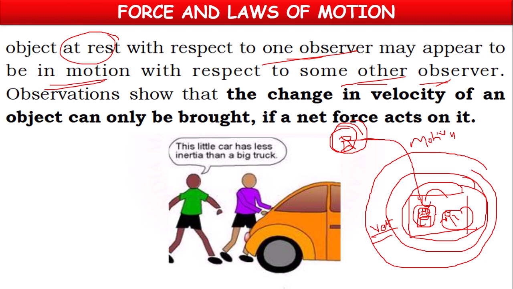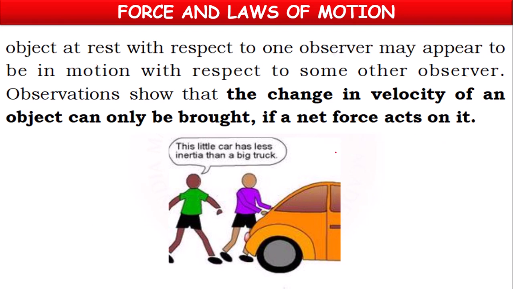So the same object, according to one observer, is at rest. According to another observer, it is in motion. So that's why rest or motion depends on the observer. That's why they are not absolute terms. They are called relative terms, meaning they are related to the observer.